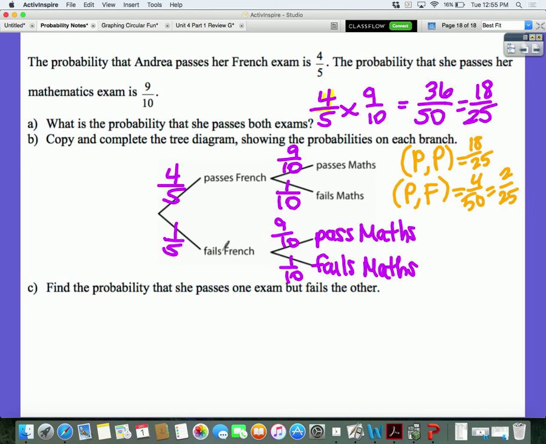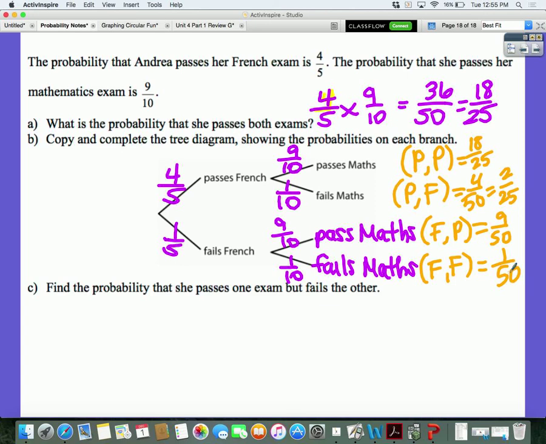Now, what if she fails French but passes math? What's that probability? 9/50. Or she could fail both. Poor girl. What's that? 1 out of 50. That's pretty low. If she fails both exams, it's 1 out of 50. Now, I know I didn't ask for all of that, but I just want to review that part about tree diagrams. You can easily find their probabilities.